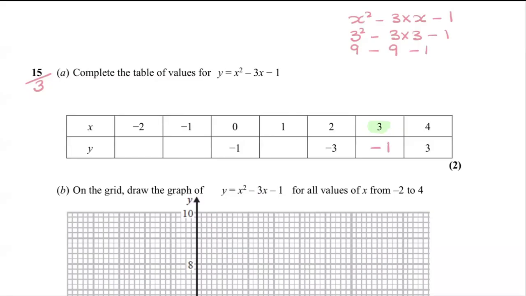Now I'm just going to repeat the whole thing by putting a 1 in where the x is. So I've got 1 squared minus 3 times 1 minus 1. Now 1 times 1 is 1. 3 times 1 is 3. So I've ended up with 1 minus 3, which is minus 2, minus another 1 is minus 3. Now look what's happened. We've got to repeat. That's fine. We would expect to maybe see that.